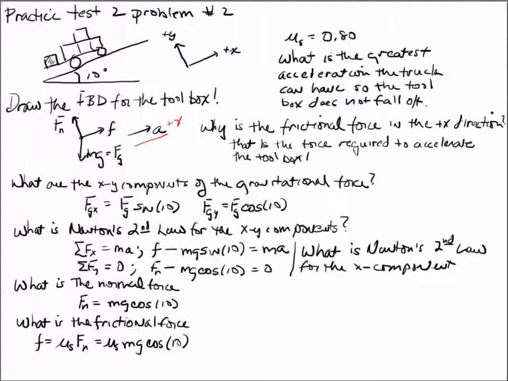What is Newton's second law for the x component? We have that the coefficient of static friction times mass times gravity times cosine of 10 minus mg sine of 10 equals mass times acceleration, where the first term on the left-hand side is for the frictional force, the second term on the left-hand side is the force of gravity, and of course the right-hand side term is the acceleration of the object.